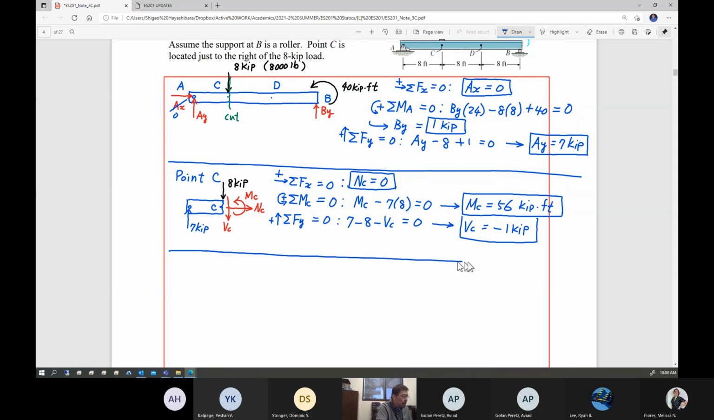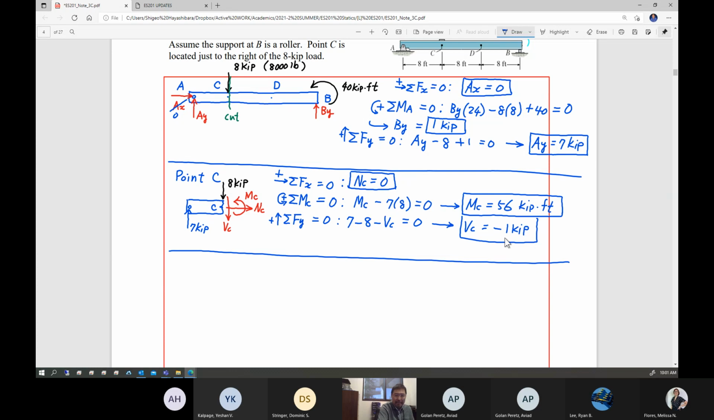This is what's happening at point C internally. At the point C, there is no normal internal loading developed. However, at the point C, internally speaking, you have a bending moment, 56 kip foot, developed. And shear force, negative 1 kip, which is direction opposite, is developed. Okay. What does that mean?